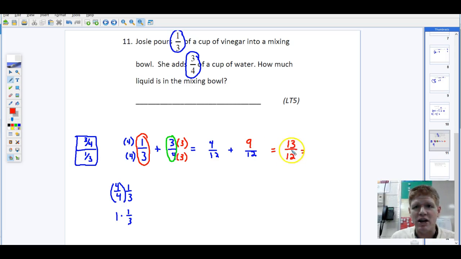This doesn't tell me a whole lot. This is a little confusing when I have an improper fraction. So I'm going to go ahead and convert it to a mixed number. 12 goes into 13 one time with 1 left over. So I'm going to put that left over on the top, and I'm going to keep the bottom number to get 1 and 1/12. That's the end.